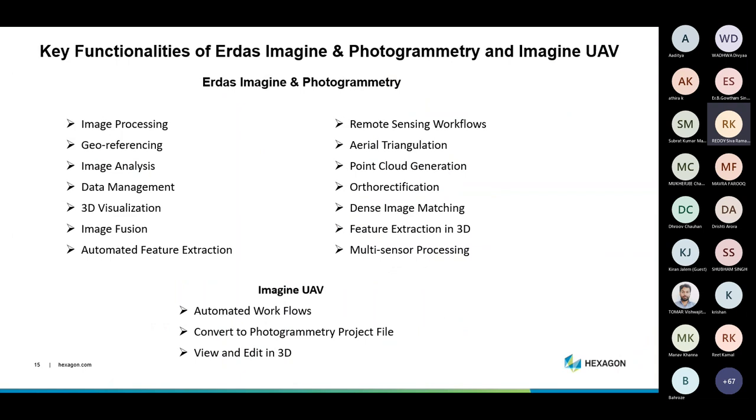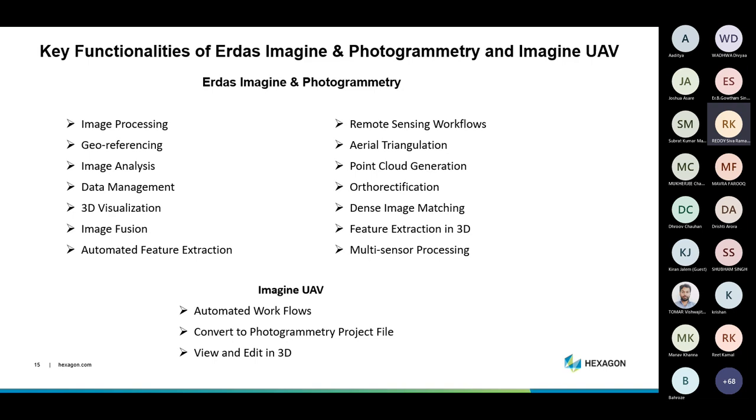And what are the key functionalities in ADAS Imagine, as well as in photogrammetry and Imagine UAV? Generally, in ADAS Imagine, most of the key functionalities are image processing, georeferencing, where we can match the images, image analysis, data management, and 3D visualization, like a virtual world. We can create a virtual world. Image fusion is nothing but a resolution match, which we can majorly use in satellite imagery. Then automated feature extraction, where we can extract features automatically by using artificial intelligence and deep learning, and remote sensing workflows.